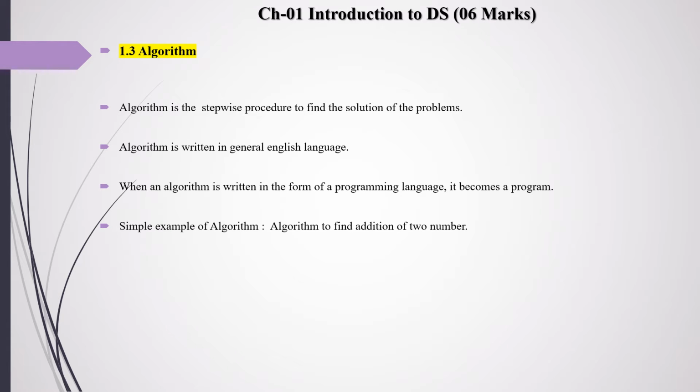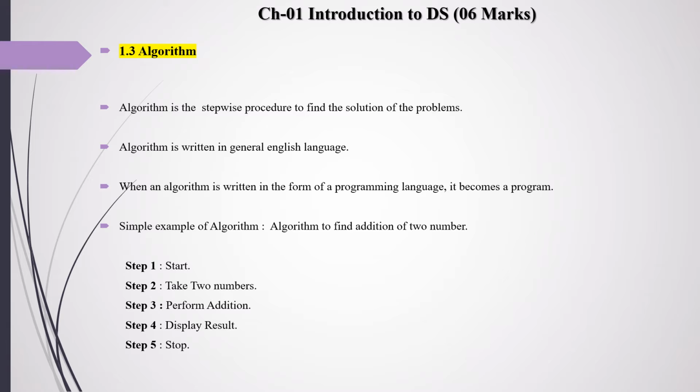Then we see a simple example of algorithm. Algorithm to find addition of two numbers. So first step in algorithm is always start. Second step, take two numbers. Third step, perform addition. Next step, display result, and last step is stop. So this is a simple example to find the addition of two numbers.